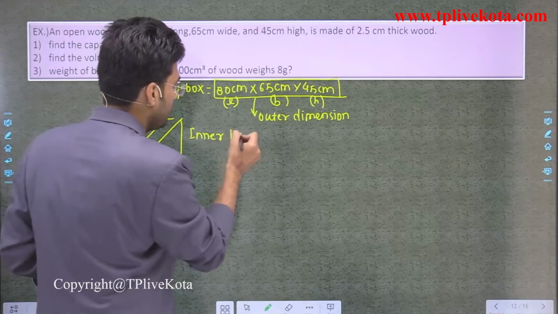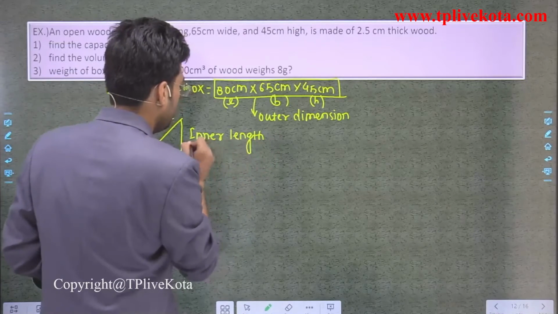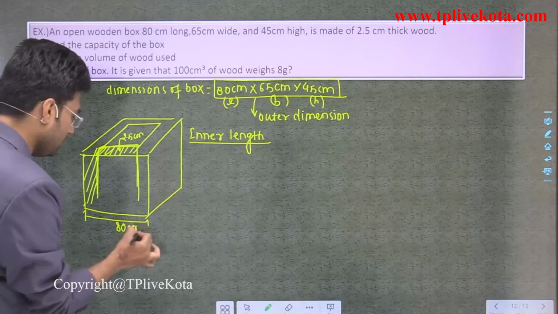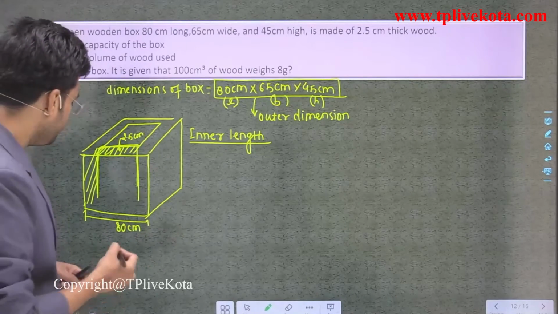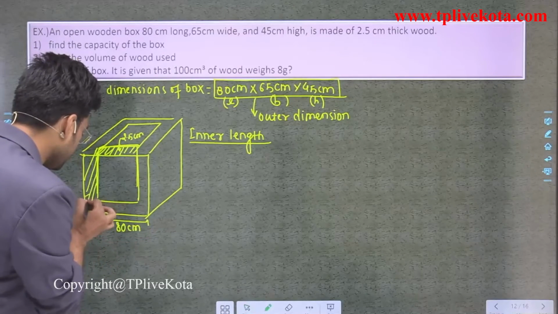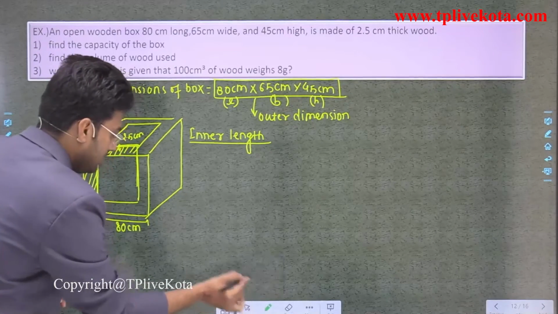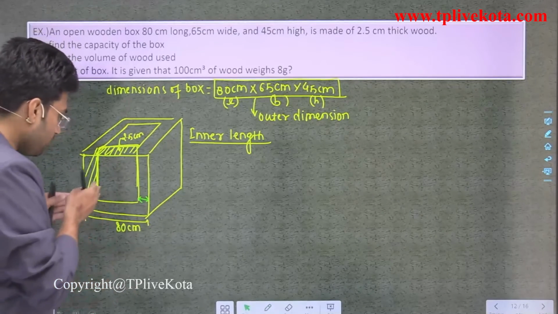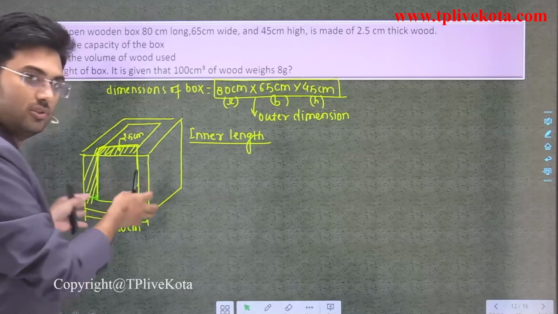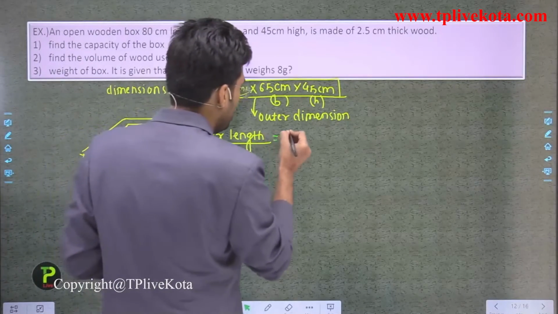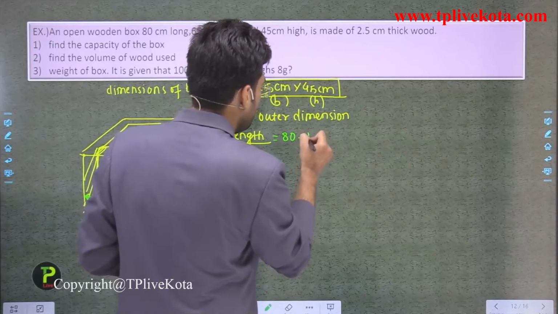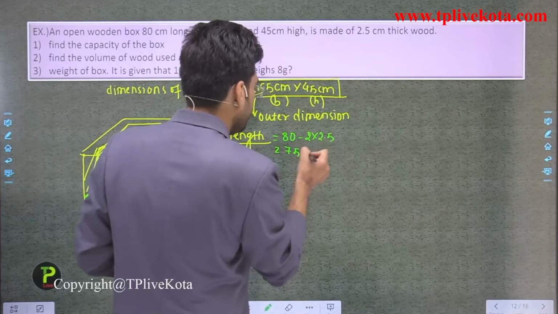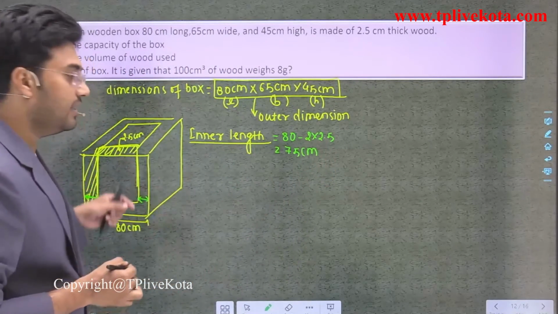Inner length is what, students? This complete length is 80 centimeter. And if this thickness is 2.5, and similarly this is also 2.5, so we have to subtract 2.5 from both sides. So inner length is equal to 80 minus 2 multiplied by 2.5, and that is equal to 75 centimeter. Clear?